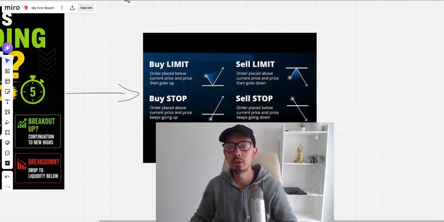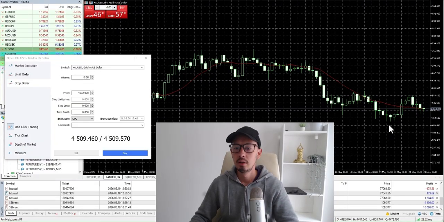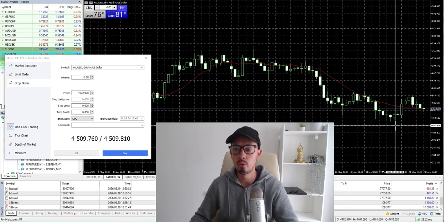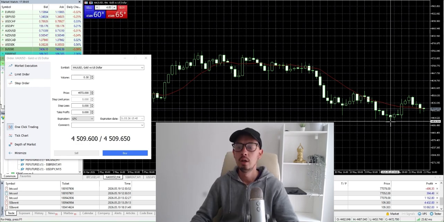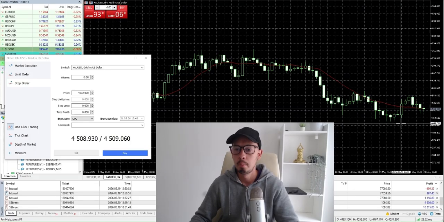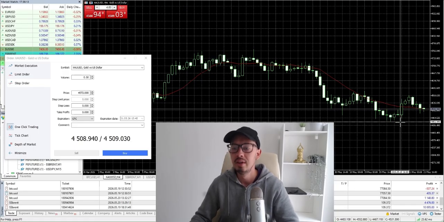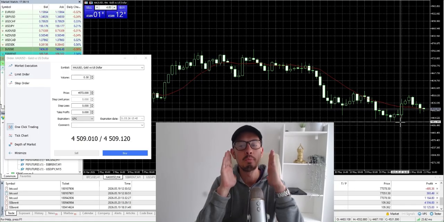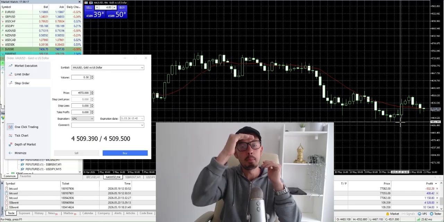Let's take a look at a real life example. Again, right here. So here we see that this is our really strong 4 hour support at 4451. If the price breaks below that, I would expect price to go further down, right? So I would click on sell order, place at 4451, but I want to make sure that the price actually breaks below that.